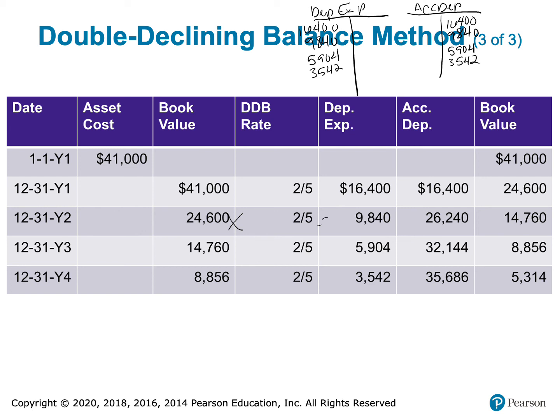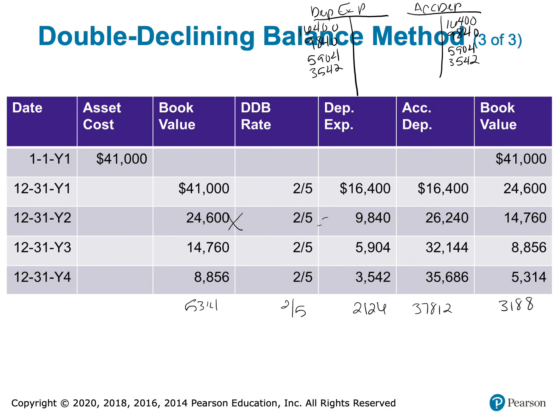I'll erase this and we'll just illustrate the wrong way to do it. If we were to multiply 5314 by 2/5, we would get, and I'm rounding here, depreciation expense of $21.26, which would give me accumulated depreciation of $37,812 and would give me total book value of $31.88. But we know this isn't right.